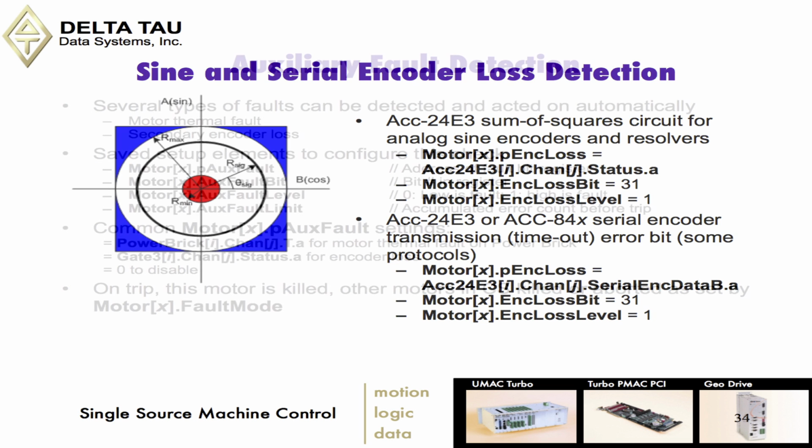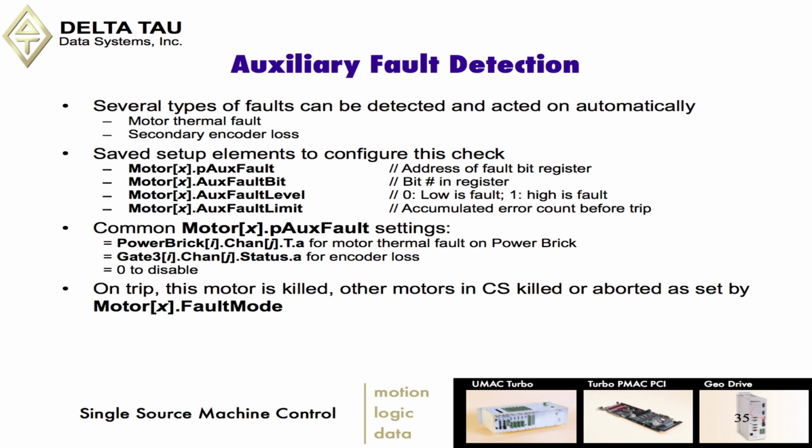And then we have the auxiliary fault detection so that you can bring in any other fault of your own choosing, maybe a thermal sensor or secondary encoder loss. And so basically there's a pointer to the fault, and then we specify what bit it is and whether low is a fault or high is a fault. And again, it has its own accumulated error count before the trip, works in the same way as the other fault.